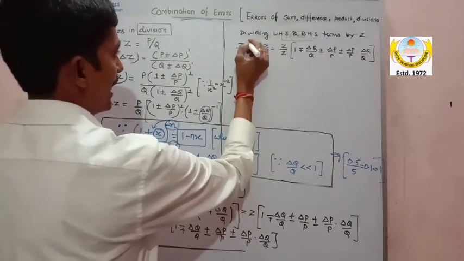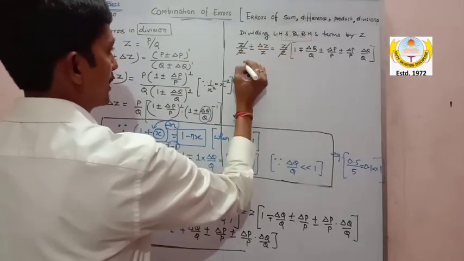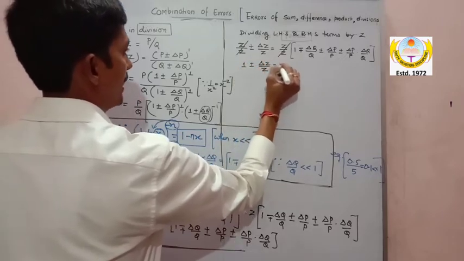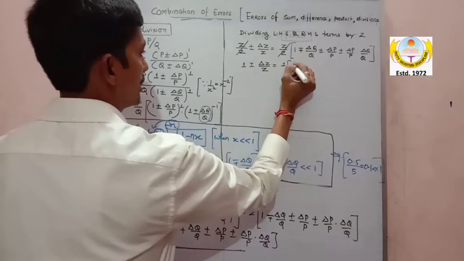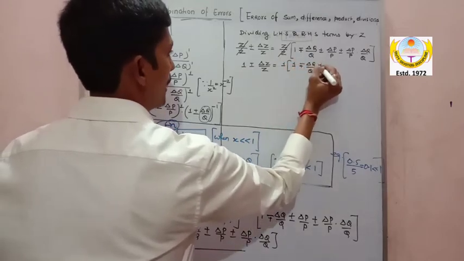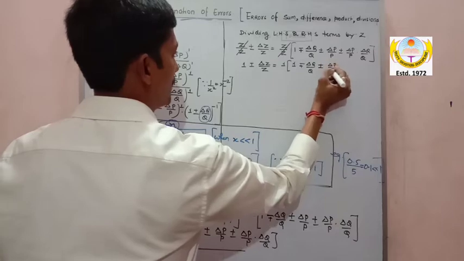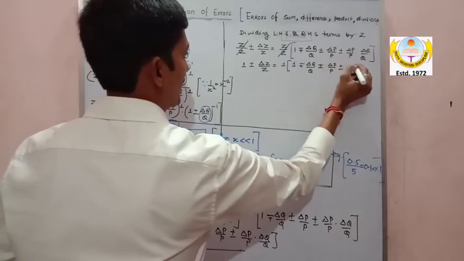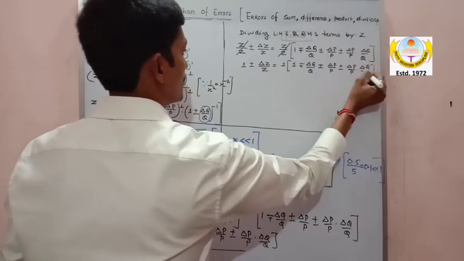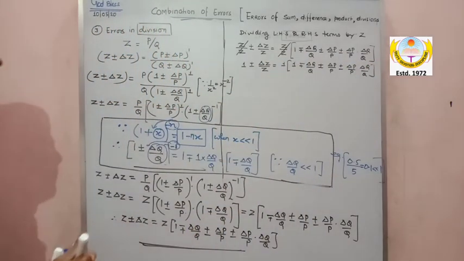So now, my dear, I hope it is clear. This is 1 plus minus delta z by z is equal to 1 minus plus delta q by q plus minus delta p by p plus minus delta p by p into delta q by q. I hope it is clear.